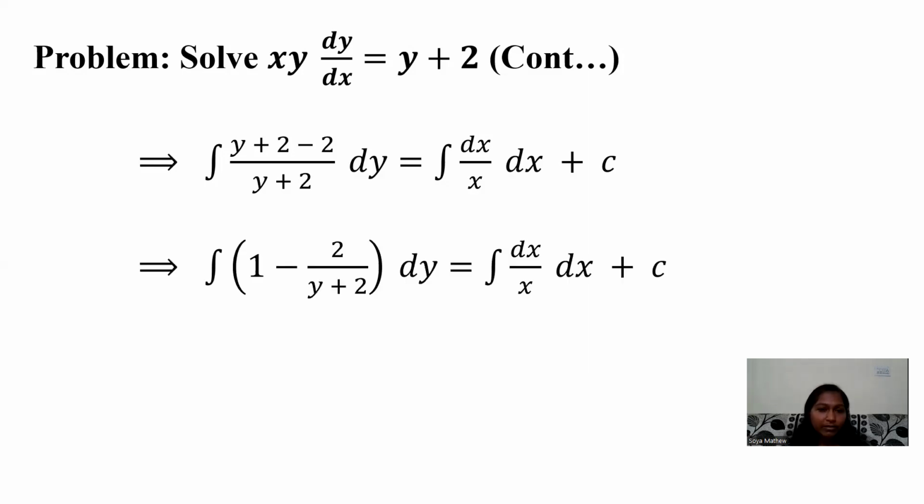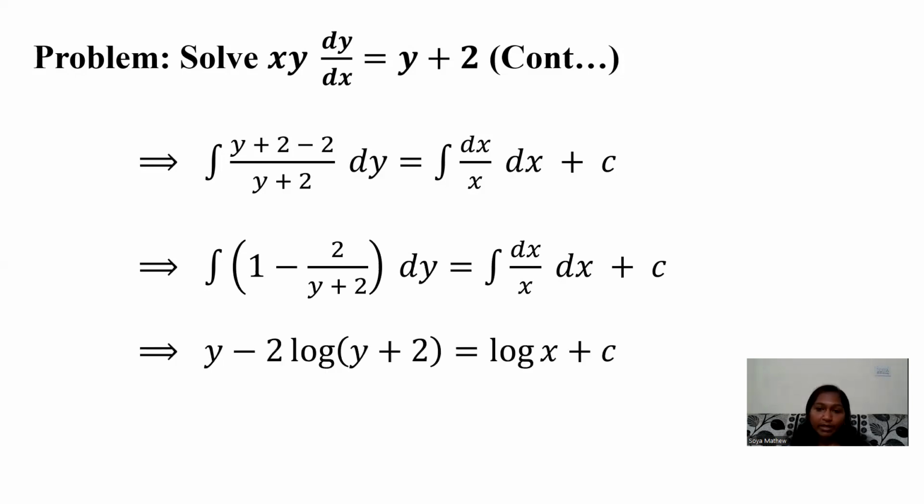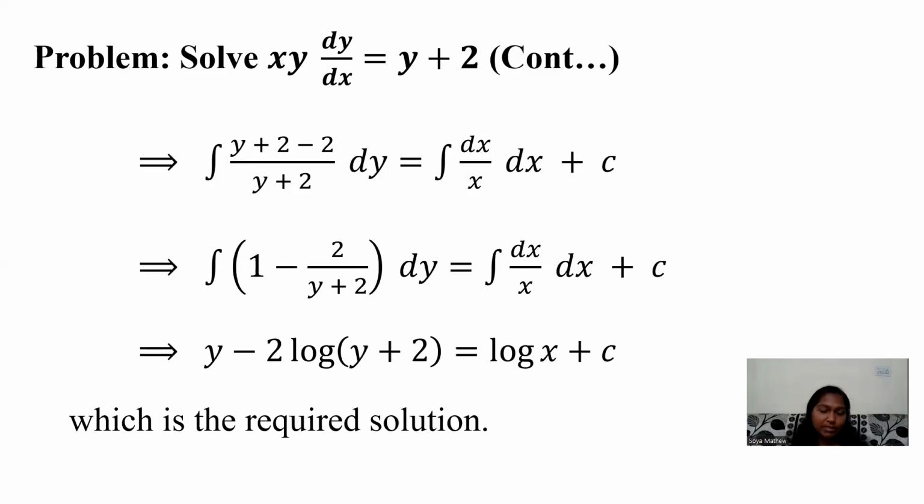So once again, we can separate the terms now. It is 1 minus 2 by y plus 2, so that the integral of the LHS with respect to y is equal to integral dx by x plus c. And now you can go for integration. All the terms are in standard form. So integral of 1 with respect to y is y, and minus 2 you can take outside the integration. So it is y minus 2 times log of y plus 2 is equal to log x plus c. This is the required solution for this question.